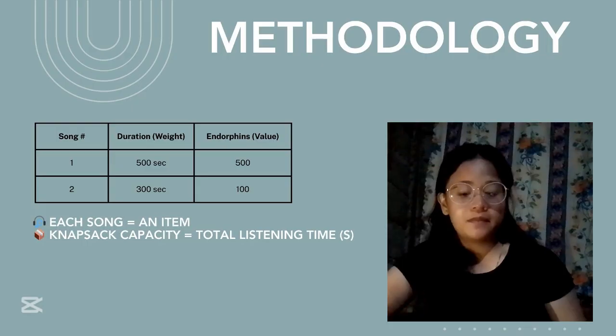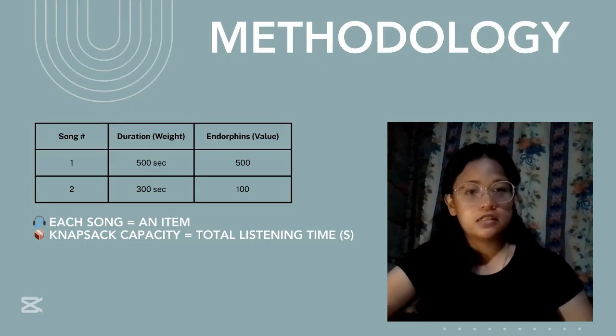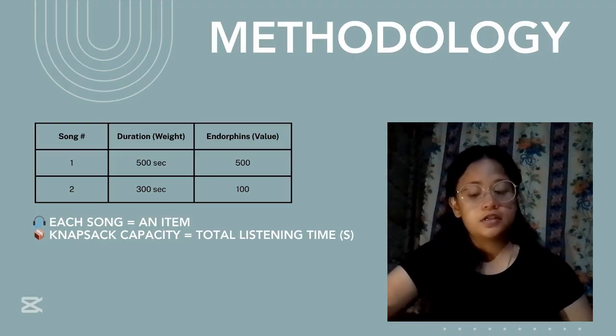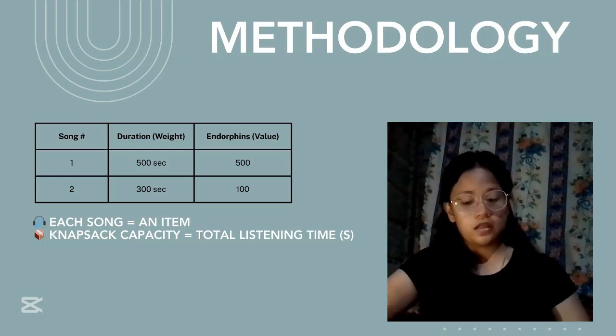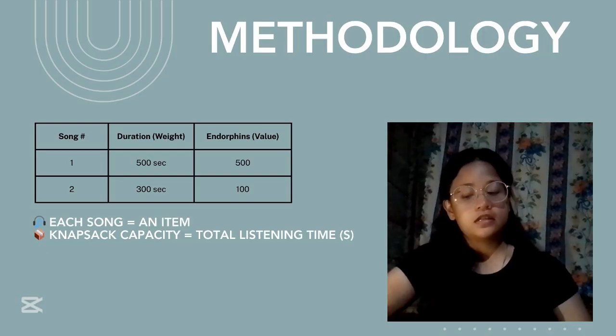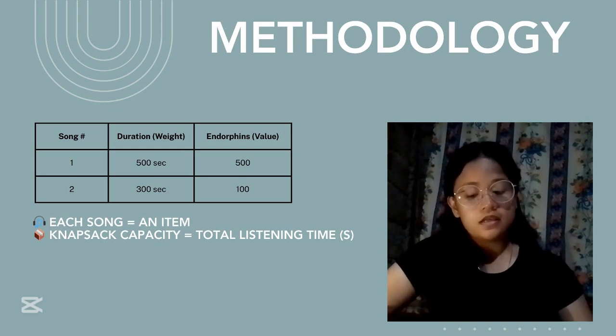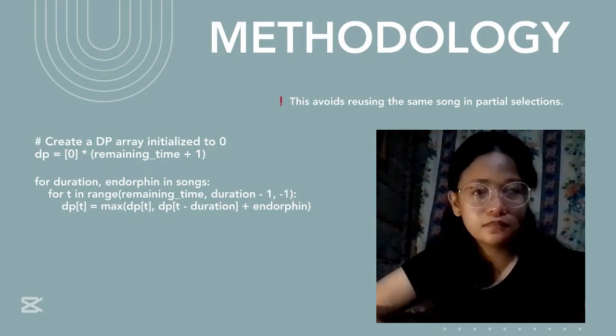Step 1. Framing the problem as a 0/1 knapsack. In our case, each song is treated as an item in the knapsack. First, the duration of the song is its weight. Second, the endorphin level gives its value. Third, the total listening time allowed, let's call it S, becomes our knapsack capacity. So our goal is to pick songs that maximize our total endorphins without exceeding the total time.